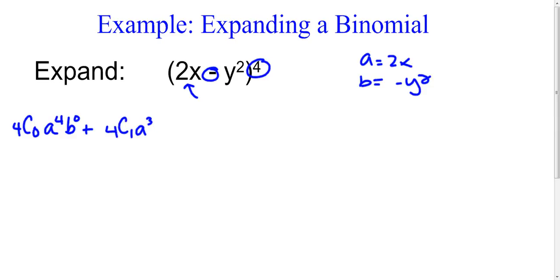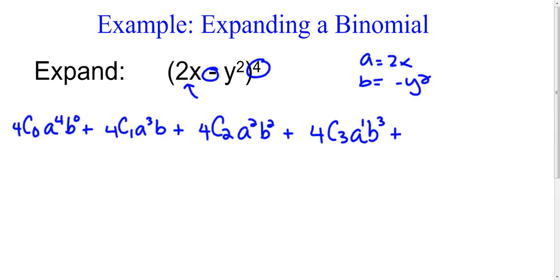4c1, a to the 3rd, b. 4c2, a squared, b squared. 4c3, a to the 1, b to the 3rd. 4c4, a to the 0, b to the 4th. Okay, so now I plug my things in. All right, so I'm going to try to do this a little more diplomatically here.